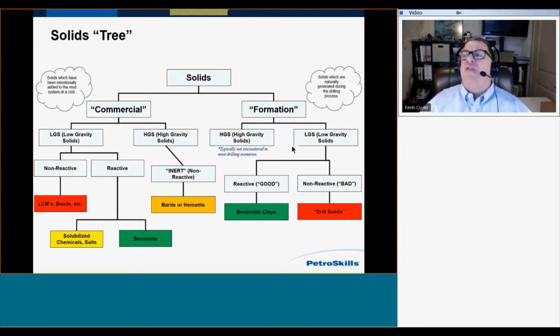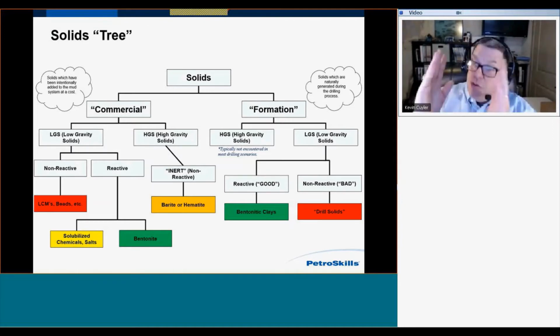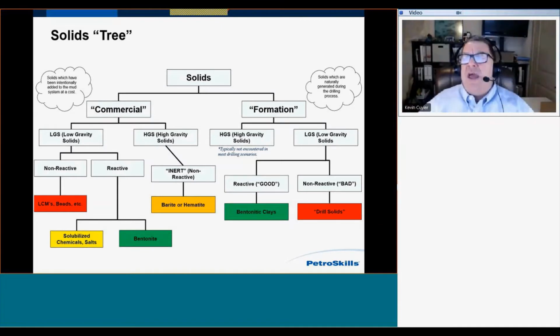We also have formation low-gravity solids. And this is an important distinction that I want to make sure that we all are following on this particular category. When we talk about low-gravity solids, in the formation, we have reactive low-gravity solids and non-reactive, just like we had with our commercial solids. On the reactive side, these are bentonitic clays. These are clays that we pick up from the formation.